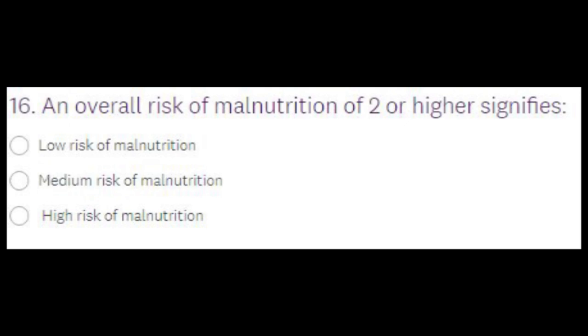Next question, an overall risk of malnutrition of 2 or higher signifies option A, low risk of malnutrition, option B, medium risk of malnutrition, and option C, high risk of malnutrition. Option C is the right answer.